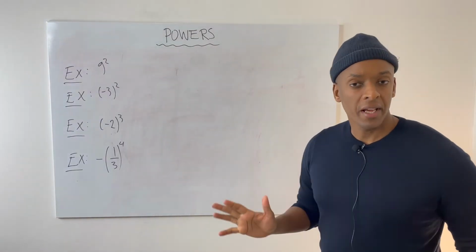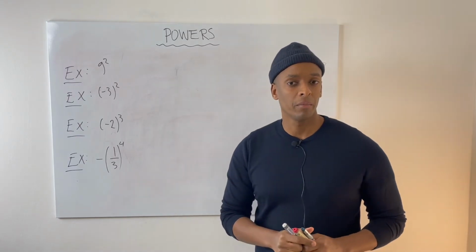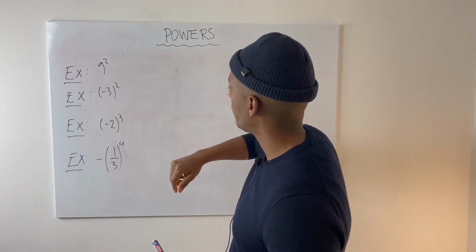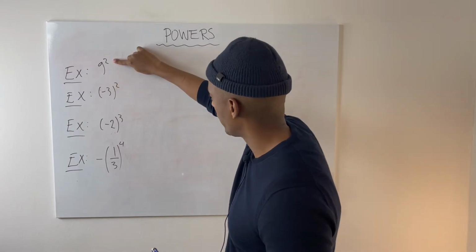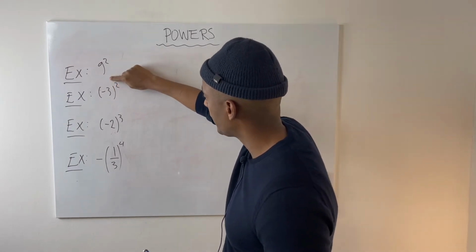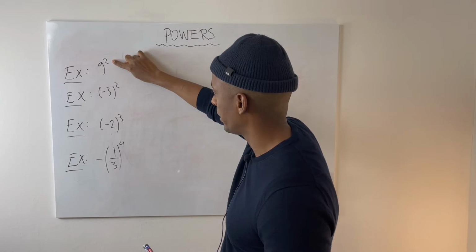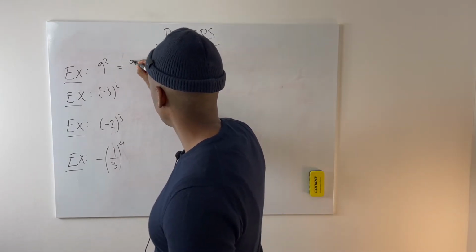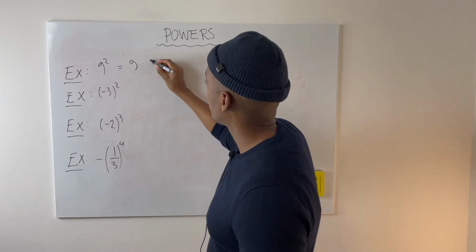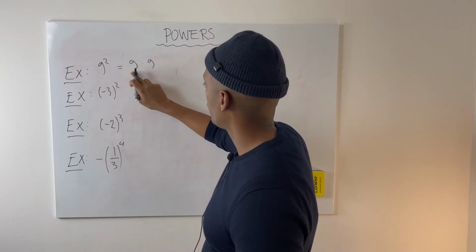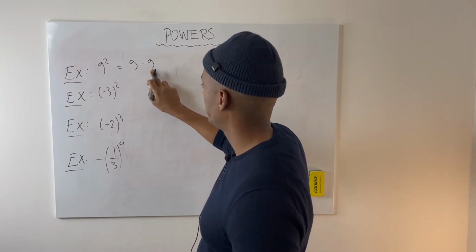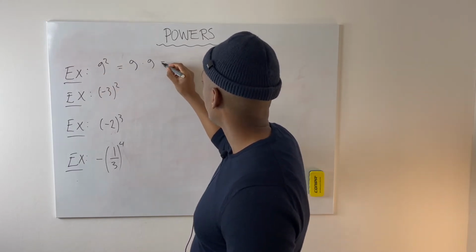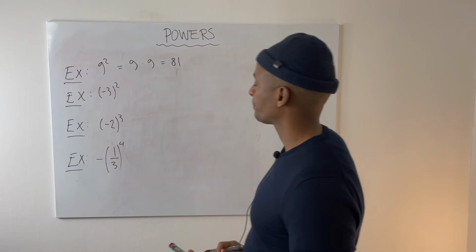So to understand this better, guys, let's do some examples, okay? So first here we have 9 squared, or 9 to the second power. And that means we're going to take 9 and multiply it with itself, because now there's 2 9s here, because there's a 2 here. And that's equal to 81.